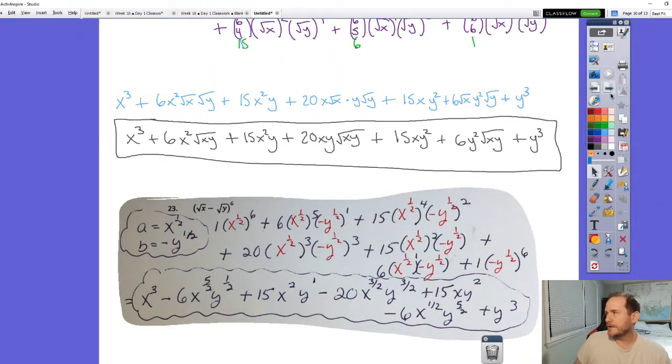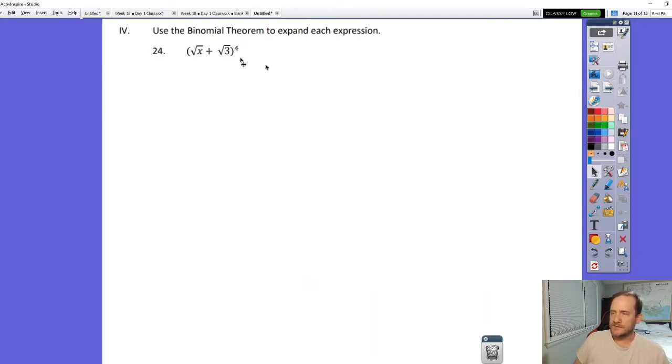Alright, moving on. Hey look, it's the exact same thing. So let's do it. This one won't be bad. There's only going to be 5 terms this time, so that's good. We know that our binomial coefficients are going to be 4 choose 0. Then it'll be the root x to the 4. Then it'll be the root 3 to the 0. That's our first term. Now this thing goes up by 1. This thing goes down by 1. This thing goes up by 1.